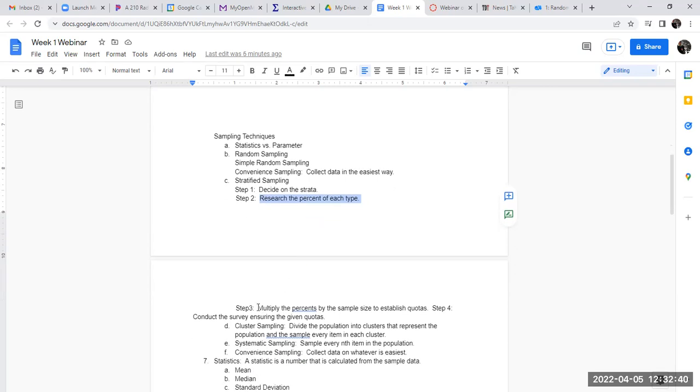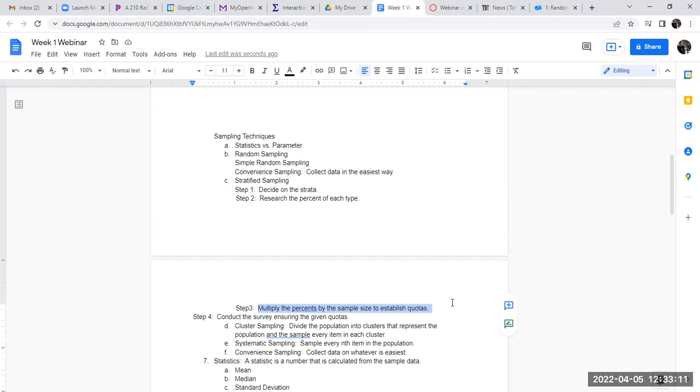Okay, step 3 is you multiply the percents by the sample size to establish quotas. So if you were to say you want to do a study of, let's say, 200 Lake Tahoe residents to find out about the Tahoe Tribune, what people like about the spring shoulder season. And let's say you wanted to stratify by income.